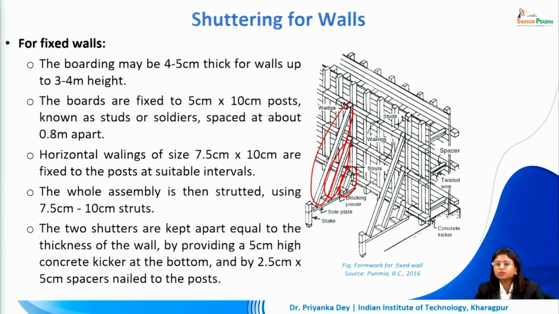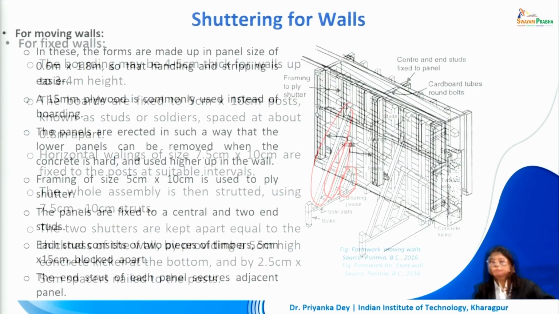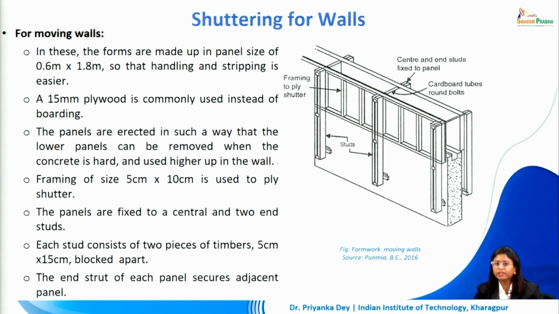The 2 shutters are kept apart equal to the thickness of the wall by providing a 5 cm high concrete kicker at the bottom and by 2.5 cm cross 5 cm spacers which are nailed to these posts. Now if we are dealing with moving walls, the forms are made up in panel sizes of 0.6 meters to 1.8 meters so that the handling and the stripping is easier.